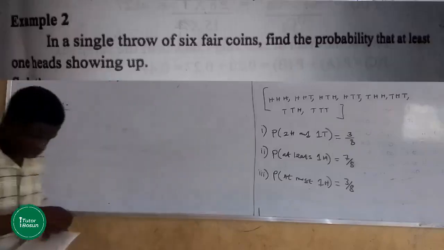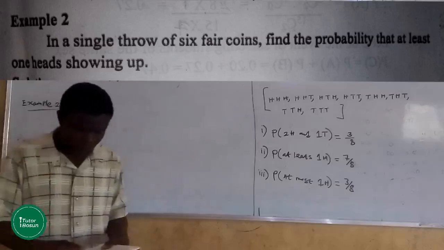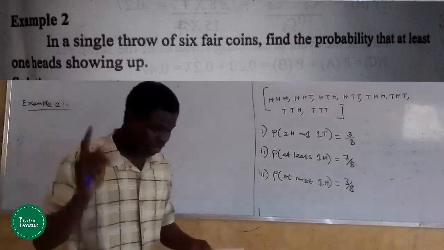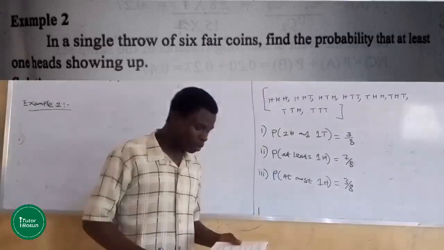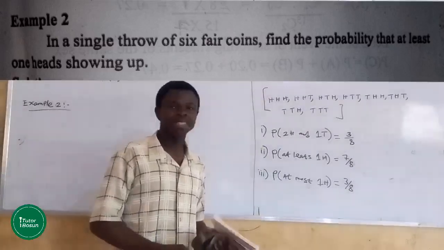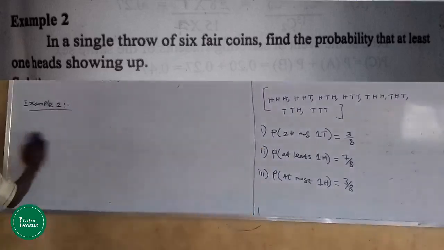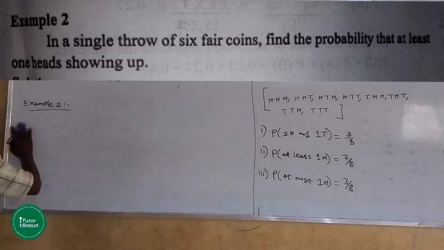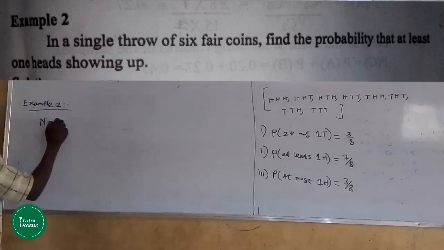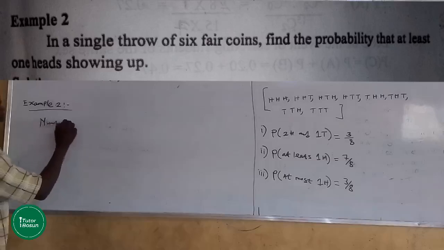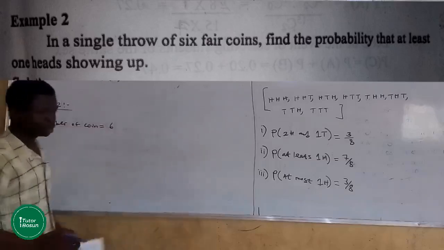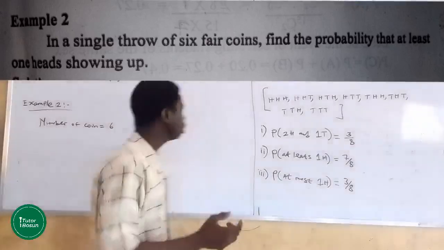So the next example says, in a single row of 6 fair coins, find the probability that at least 1 head is showing up. The number of coins, n, is equal to 6. Now look at this, the number of coins is 6.